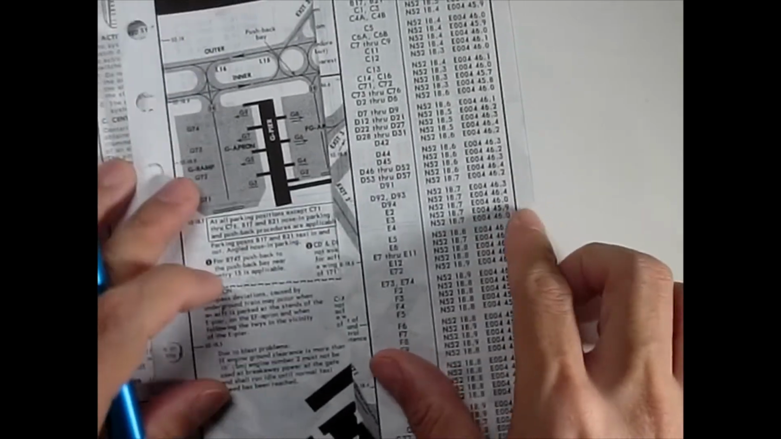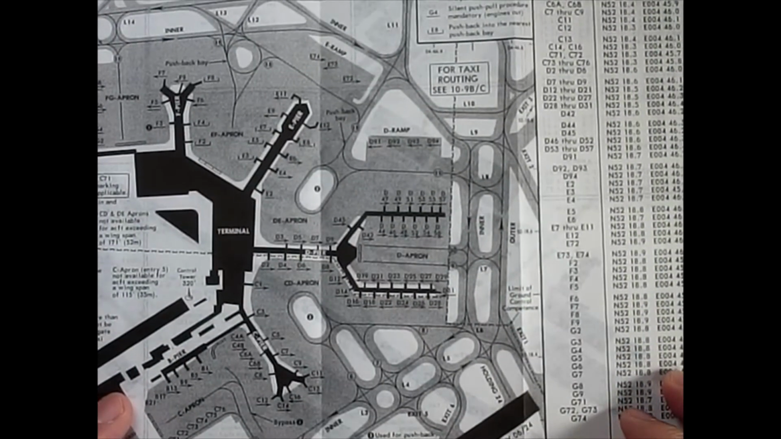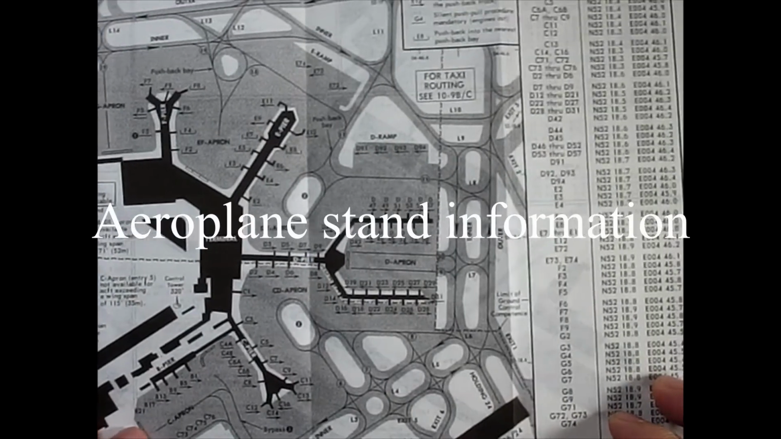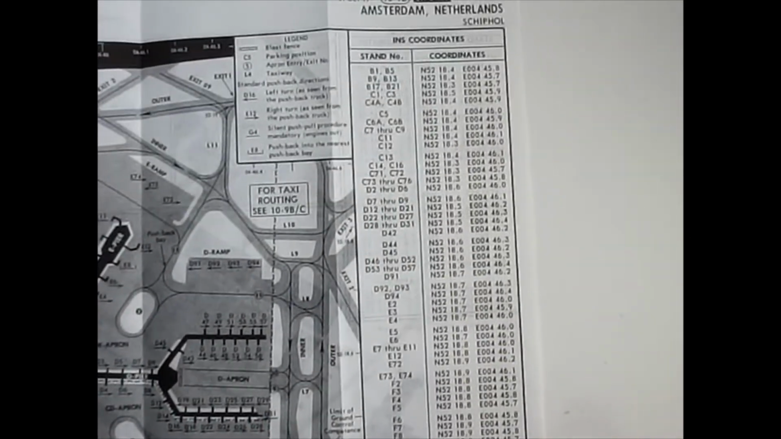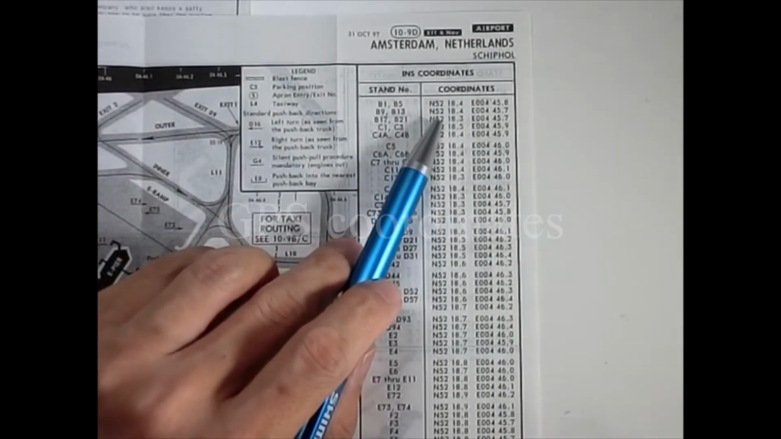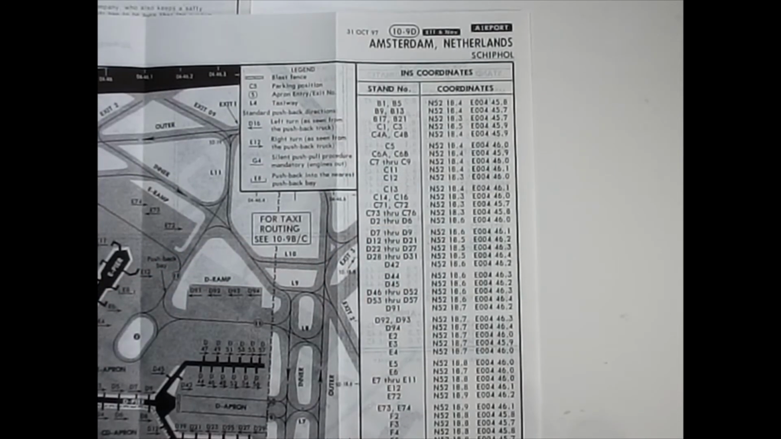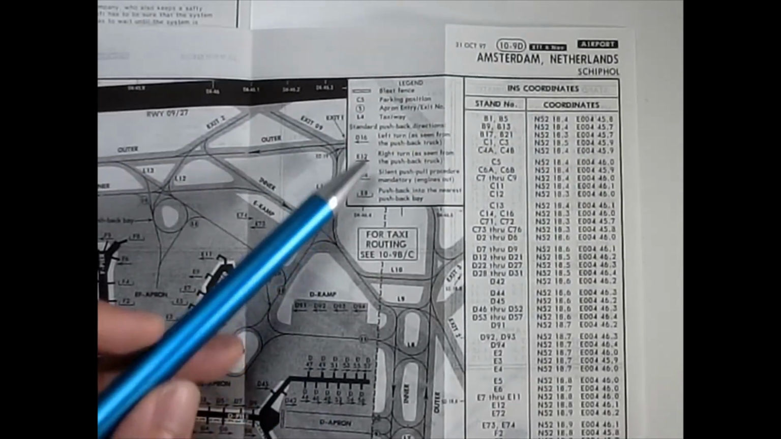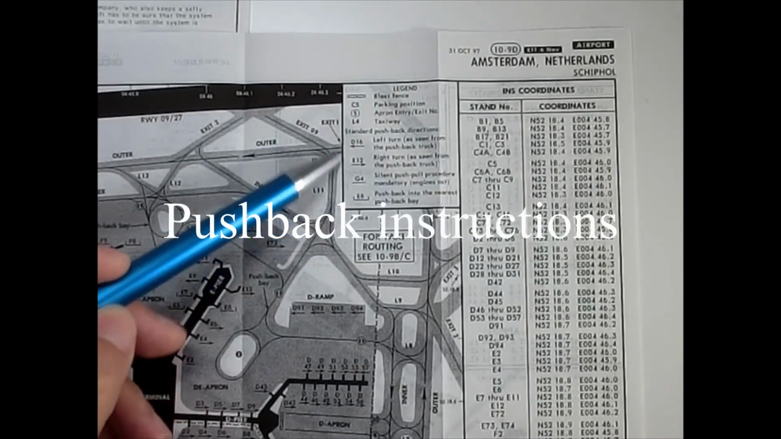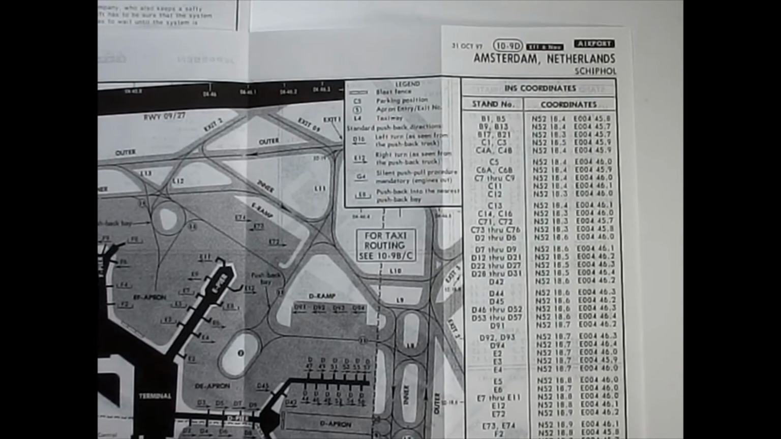Now where do we come in? Well, where to find the aircraft? Together with the airport charts, we also have INS coordinates, or the stand table. Which gate or bay, well, what's the GPS coordinate of the particular place that the aircraft is being parked at. On this chart it also gives pushback instructions to the tug operator as well as to the pilots which way the aircraft will be pushed back from the stand.